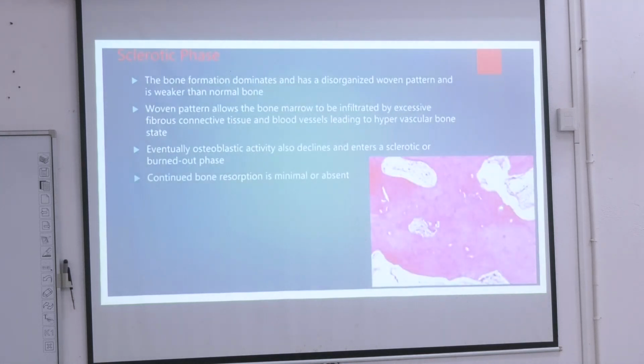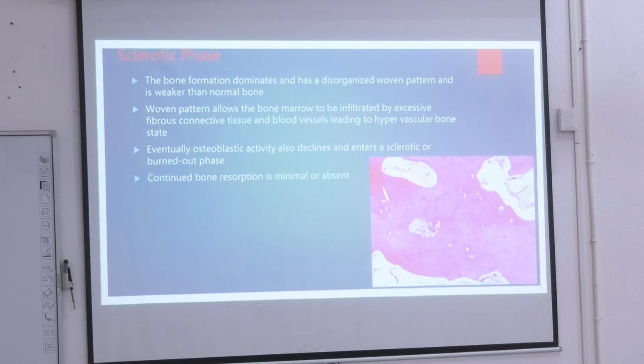So, finally, the sclerotic phase. First, the lytic phase mediated by the osteoclastic activity of the osteoclast, then there is the mixed lytic and blastic phase mediated by both cells, osteoclast and osteoblast, and finally the terminal stage or burnt out stage is the sclerotic phase or formation of woven bone. So, the bone formation dominates and has got a disorganized woven bone pattern.